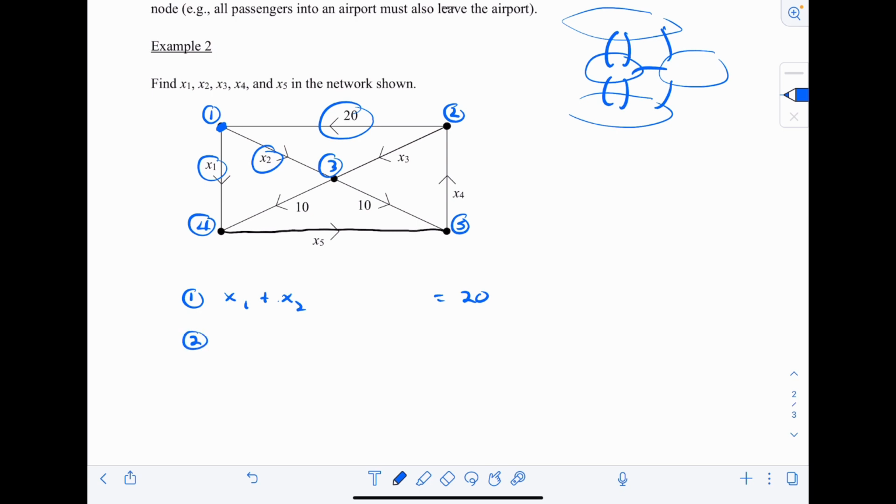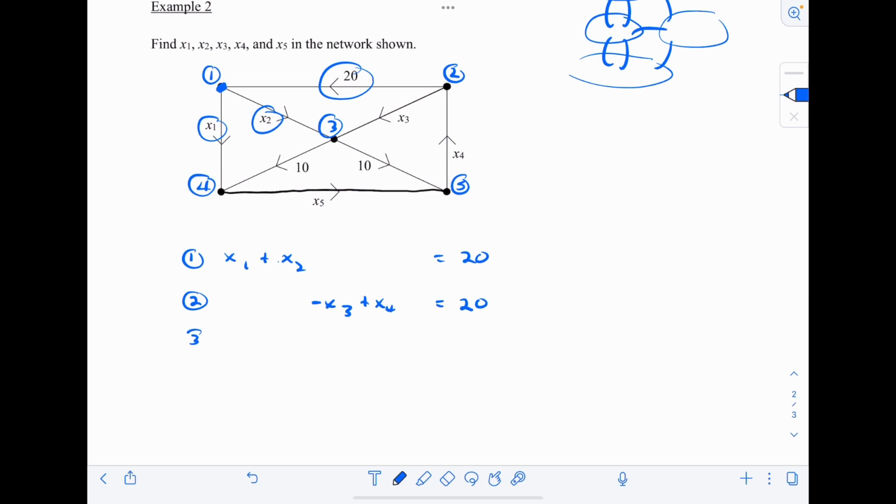So looking at node 2, here we have an inflow of x4, we have an outflow of x3 and of 20. So in this case, an outflow of x3, I'm going to think of that as a negative, x4 as a positive, and then equals an outflow of 20. So just to explain what I'm doing here: on the left side, I'm thinking of inflow as being positive, outflow as being negative. On the right side, I'm thinking of outflow as being positive and inflow as being negative. Okay.